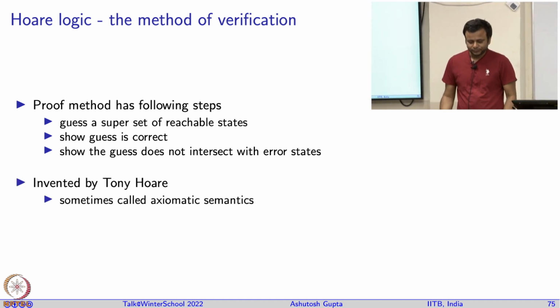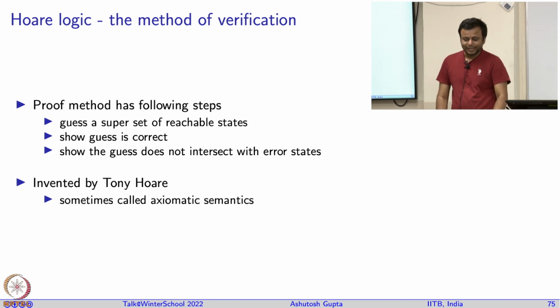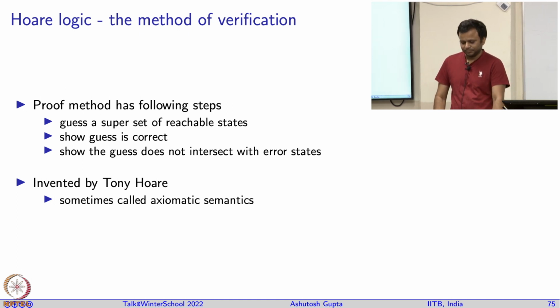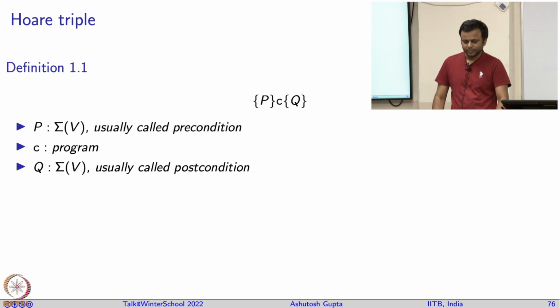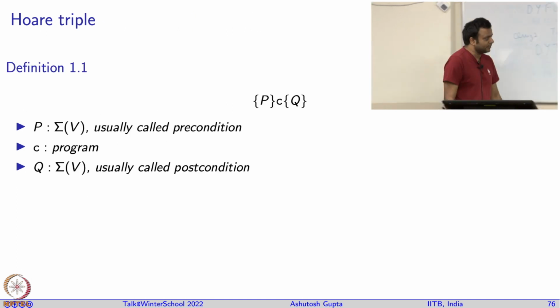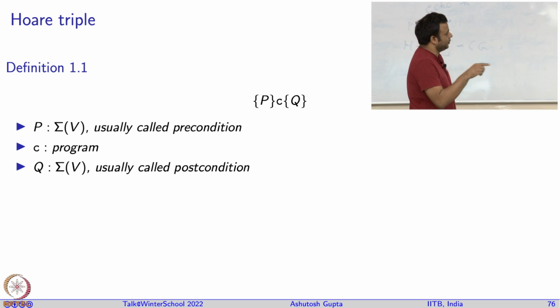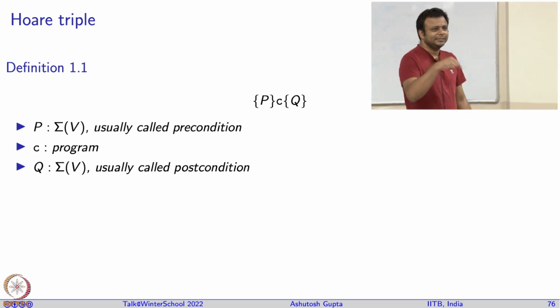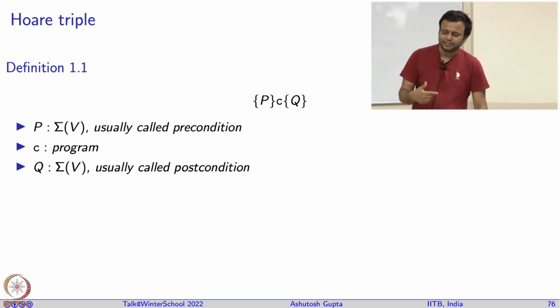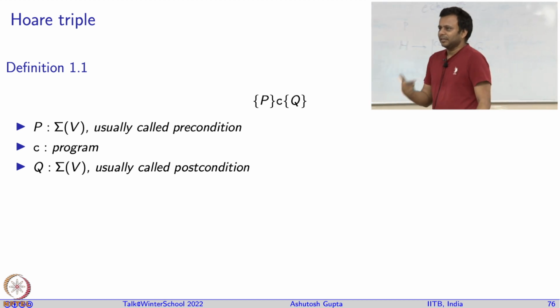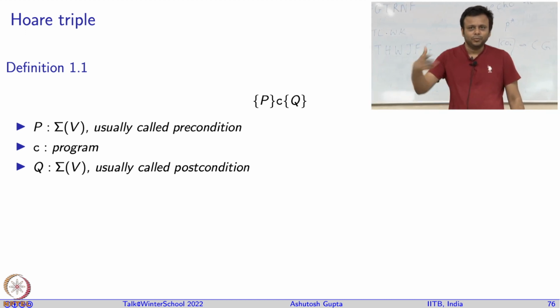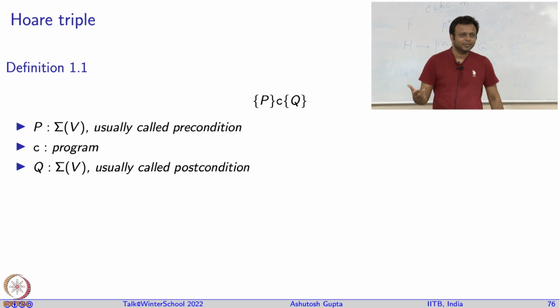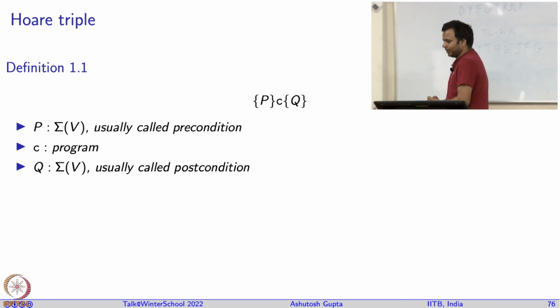Right. So it was invented by Tony Hoare, sometimes called axiomatic semantics, but it's often called Hoare logic. Hoare logic works by these triples P, C, Q. P is the set of states from which program C starts, C is the program, and Q is where it ends. So this is called a Hoare triple.